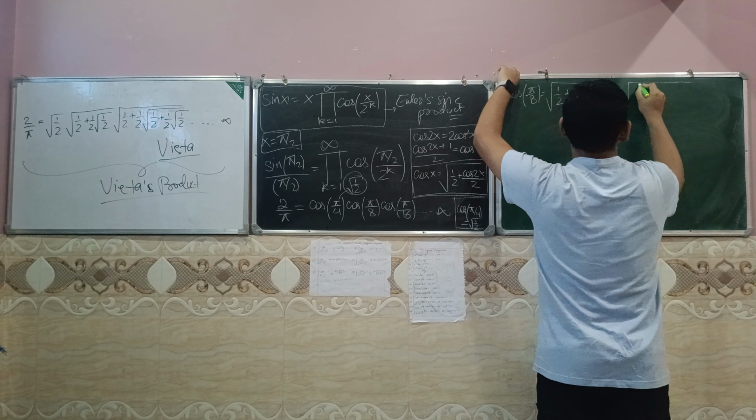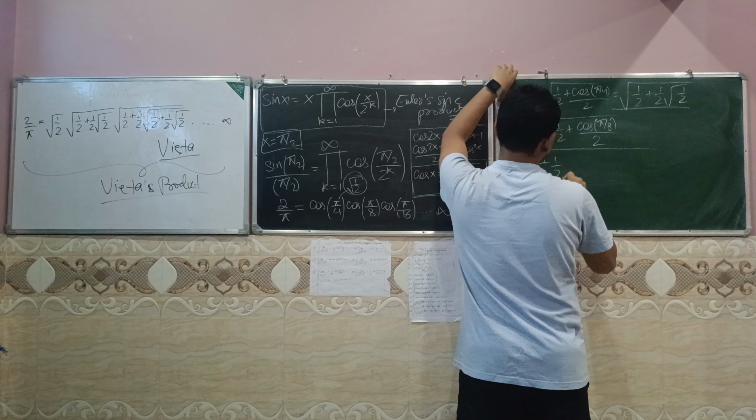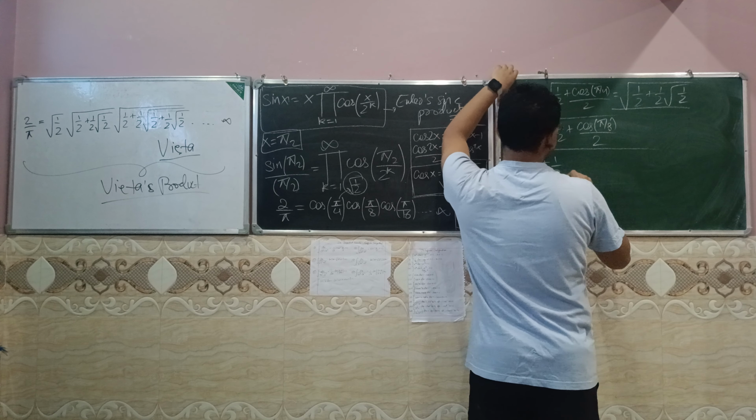So this becomes 1 over 2 plus cosine of pi over 8 over 2. And from the previous step, we can just plug in pi over 8 like this one over here. So that's going to give us the square root of 1 over 2 plus 1 over 2, this one, times the square root of 1 over 2 plus 1 over 2 square root of 1 over 2.